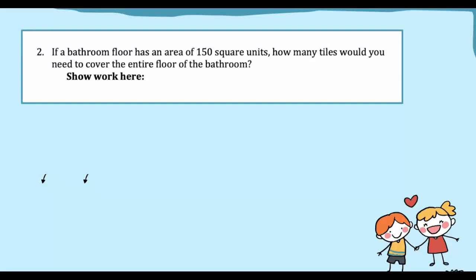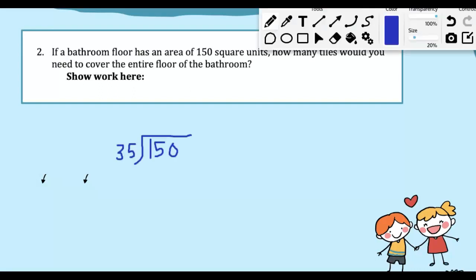So let me just show you. All right, so in this case we've got 150 divided by 35, so you're going to get 4. So it looks like we're only going to buy 4 tiles. 4 times 35 gives you 140. And then you're going to have 10 left over, so you have 4 and 10 over 35.